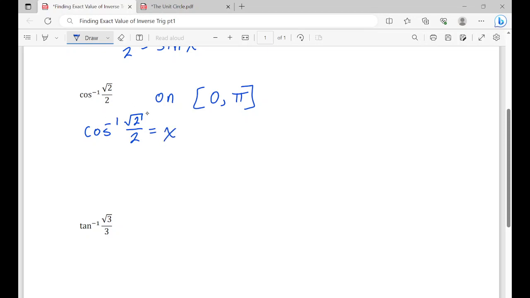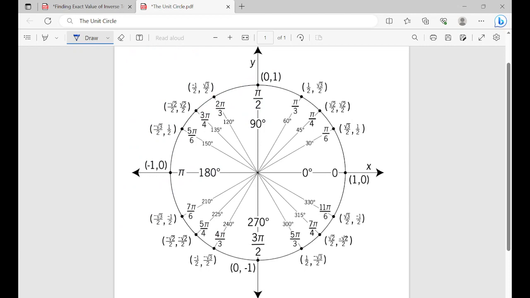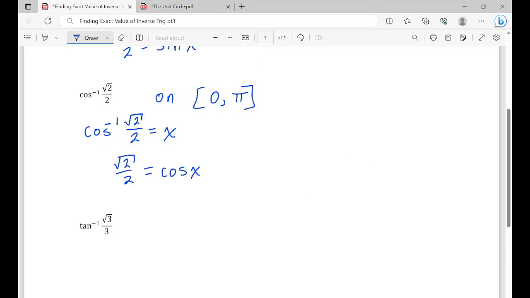Then I can take the cosine of both sides, and I would end up with root 2 over 2 equals cosine x. Now where on the unit circle is cosine equal to root 2 over 2, but only on this interval 0 to pi? So when I'm looking for root 2 over 2, I'm just looking in these two quadrants here, and I can see that root 2 over 2, the x value, is here at pi over 4. So arc cosine of root 2 over 2 is pi over 4.